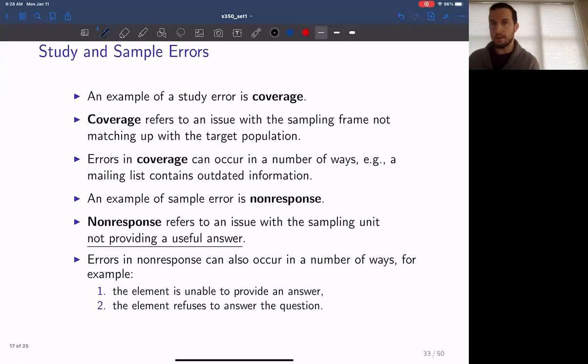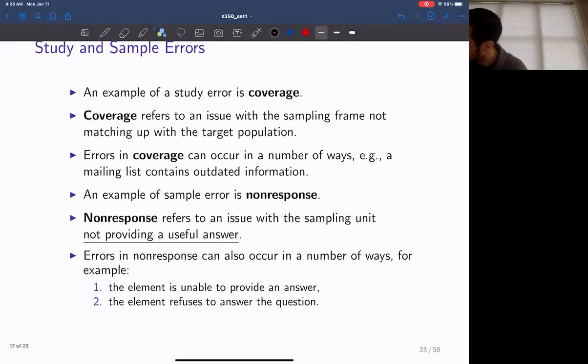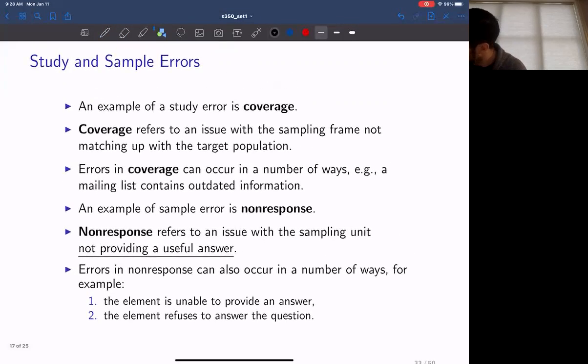Okay, so going back to the idea I gave before, an example of study error is coverage. And again, coverage refers to the frame not matching up with the population. So this idea here, if we were to draw, say for example, a rectangular population.